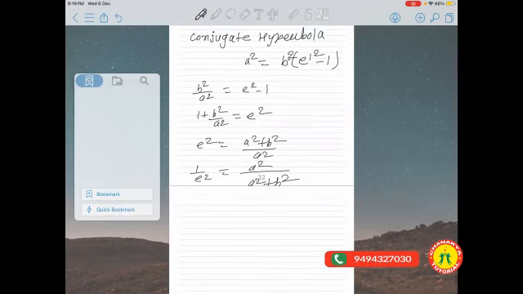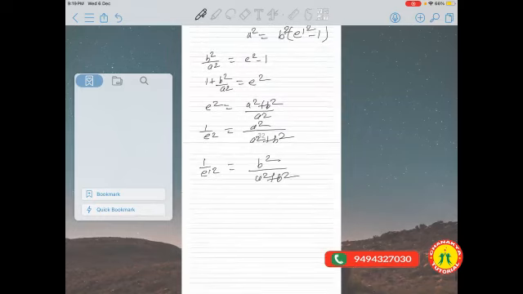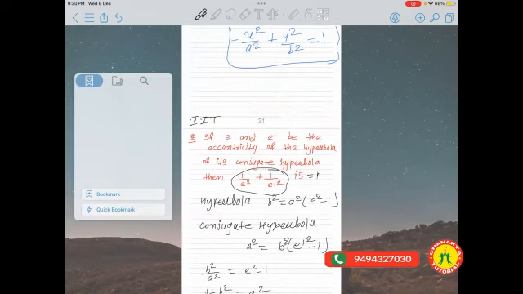Similarly, 1 by e dash square is equal to b square upon a square plus b square. So 1 by e square plus 1 by e dash square is equal to a square plus b square upon a square plus b square, that is 1. So 1 is the answer for this question.